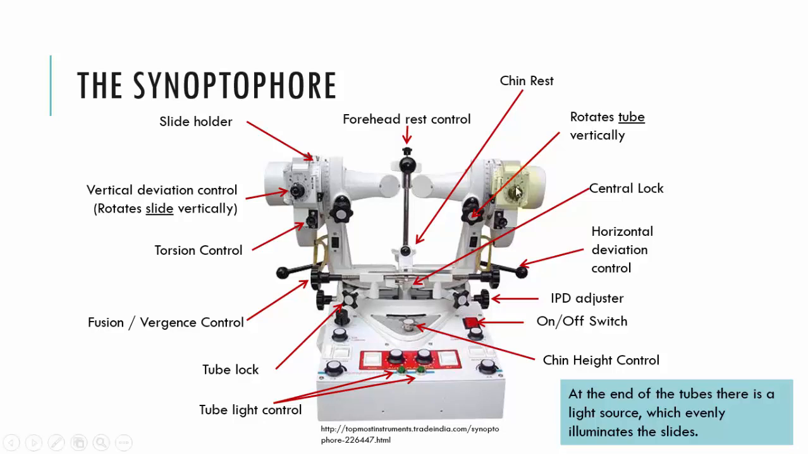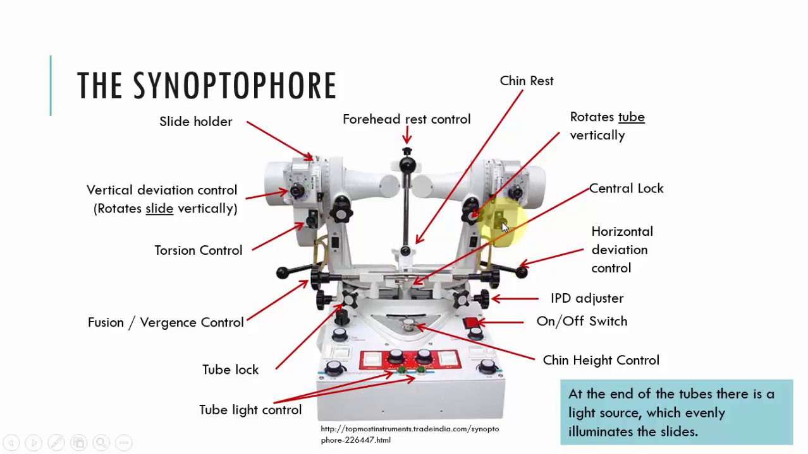Well, we have this vertical deviation control just here, one for the left and one for the right, and it will move that slide up and down, and depending on what you need, you can determine whether you need to move it up or down. If the patient has torsion and the image is tilted and you want to bring the image back upright, then we also have a torsion control just here. This is the torsion control here for the right, and here it is for the left.